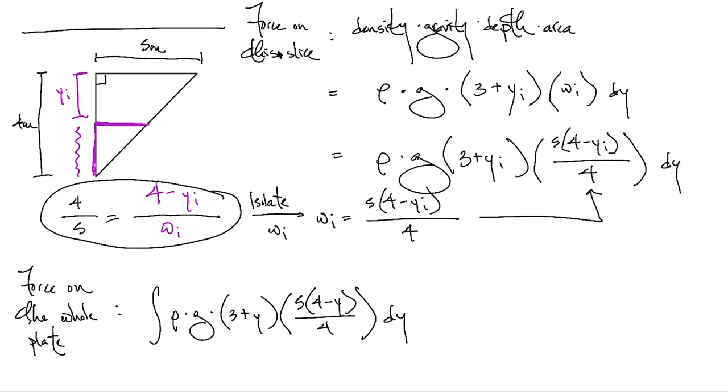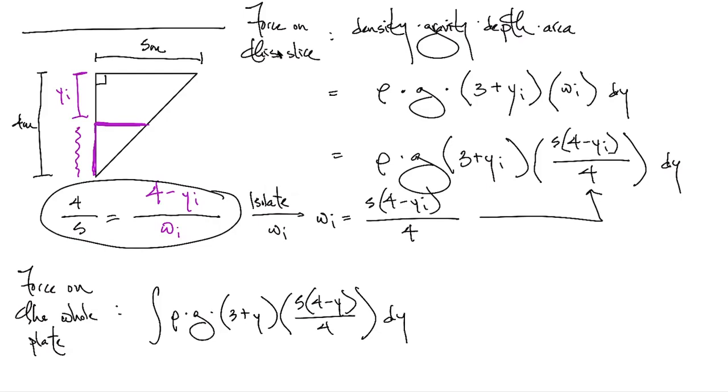Now, what are our thoughts for the bounds? Where are we going to start counting? Where are we going to stop counting? 3. Say we're going to start at 3. Any other guesses? 0 to 4.